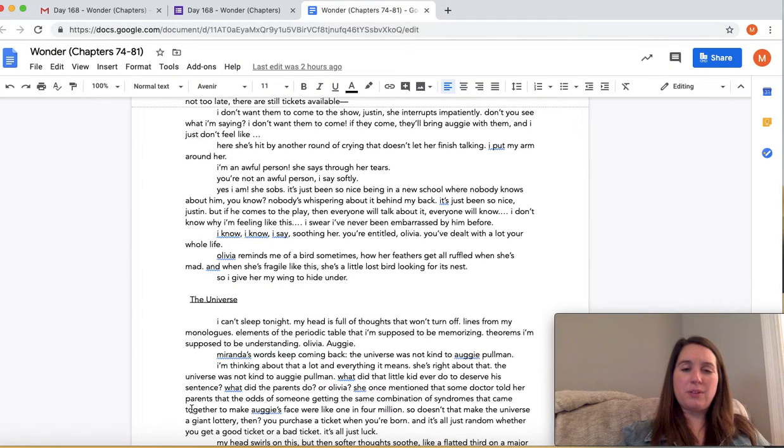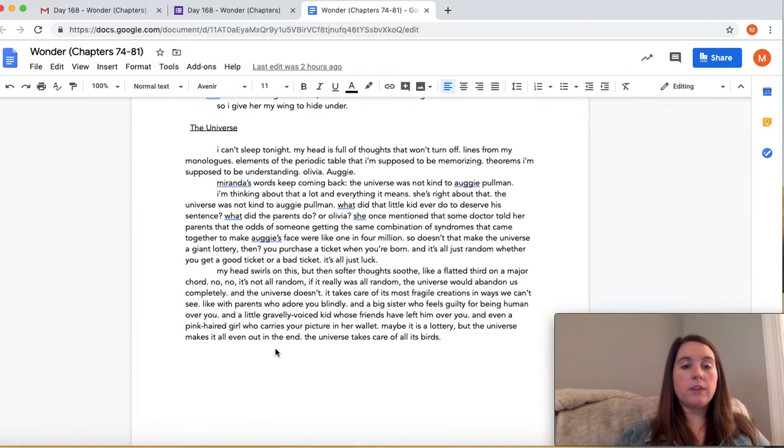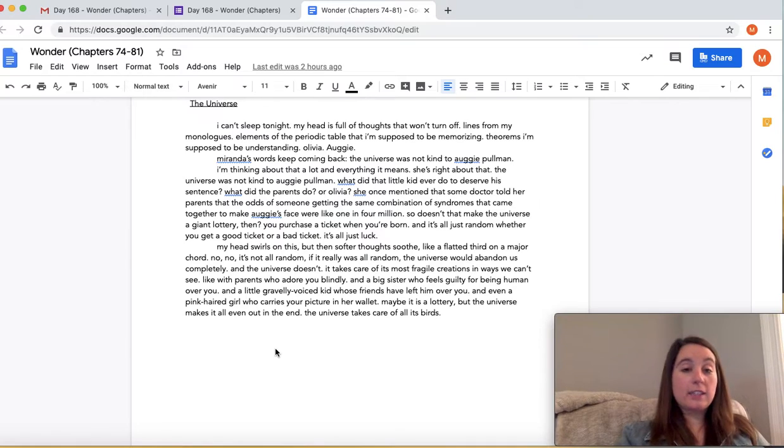Olivia reminds me of a bird sometimes, how her feathers get all ruffled when she's mad. And when she's fragile like this, she's a little lost bird looking for its nest. So I give her my wing to hide under. The universe. I can't sleep tonight. My head is full of thoughts that won't turn off. Lines from my monologues, elements of the periodic table that I'm supposed to be memorizing, theorems I'm supposed to be understanding, Olivia, Augie. Miranda's words keep coming back.